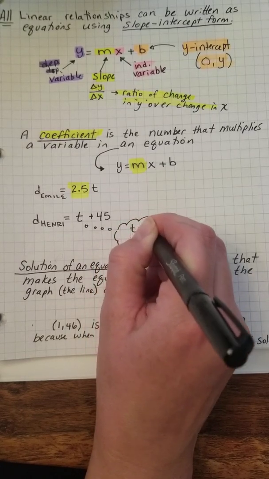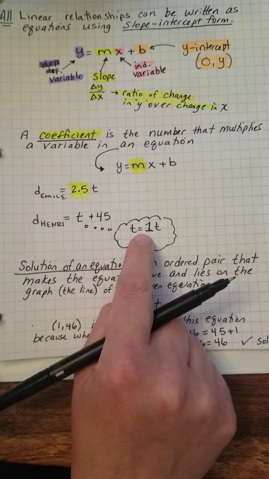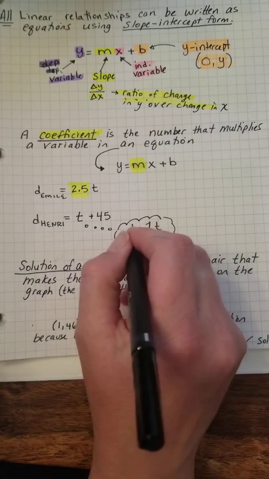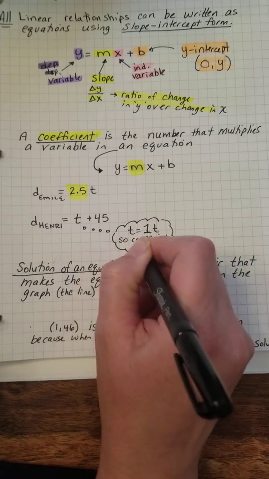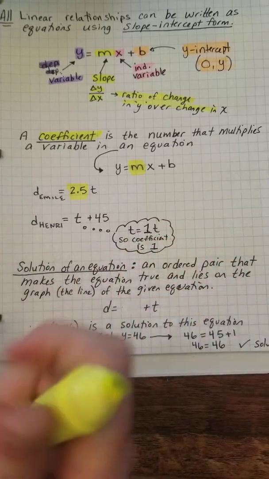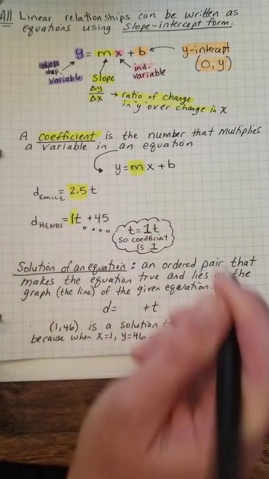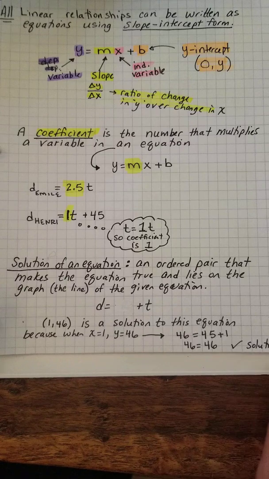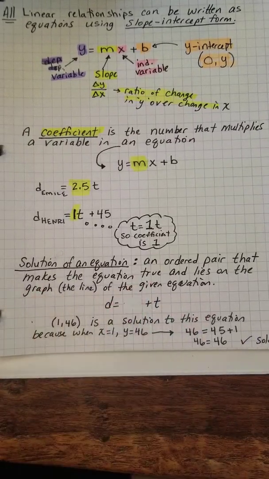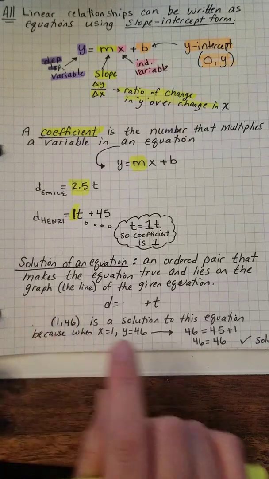So t is like saying 1 times t. Anytime we multiply a variable by 1, it's simply the variable. So the coefficient is 1 in this situation. It's kind of like this little imaginary 1 sitting right there. I'll put a little 1 there. Okay. Solution of an equation is an ordered pair that makes the equation true and lies on the graph. The graph meaning the line. So it's a point that is actually on the line of that equation.